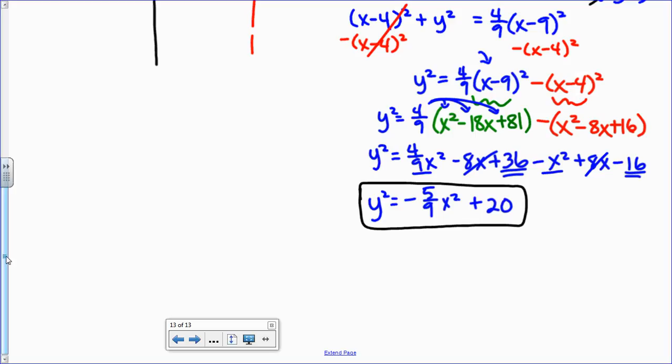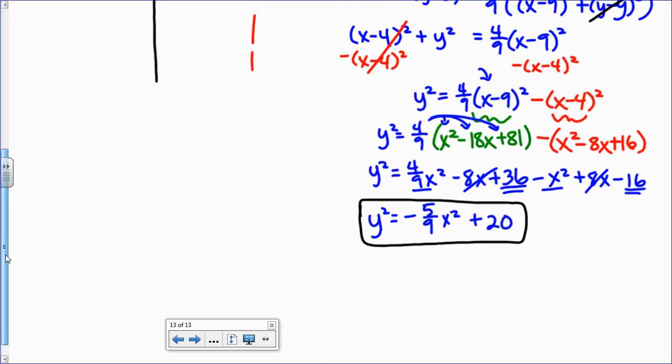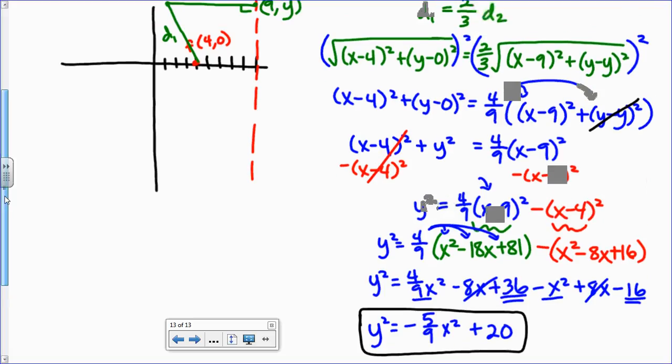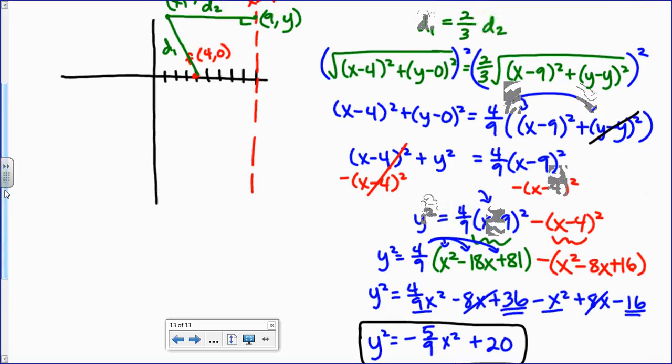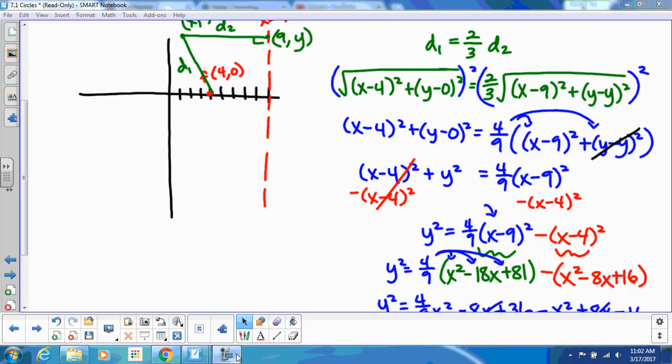Okay, so that's kind of a lot of work on getting these simplified. You want to start looking at some of these and practicing them. We will do 7-2 when we get back from break.